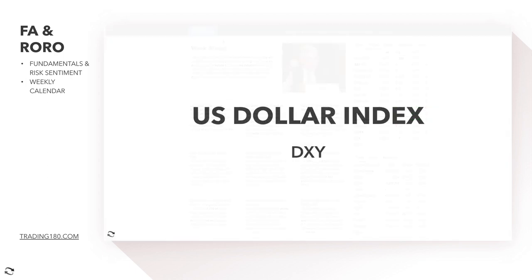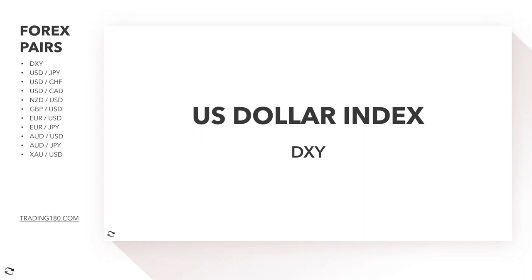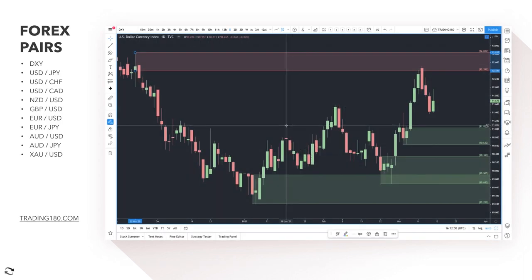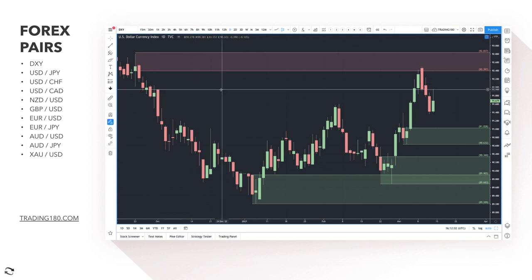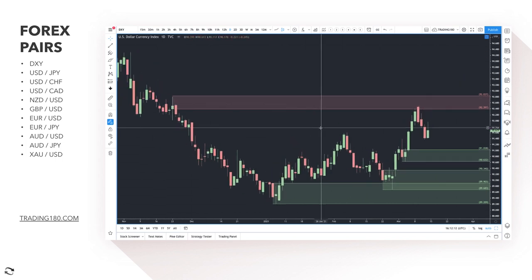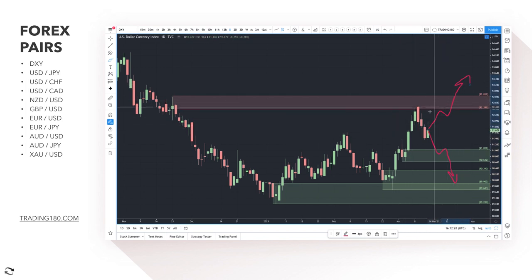So let's go into the technicals and some in-depth fundamentals as well, starting off as we always do with the US dollar index. The US dollar index is a measure of dollar strength against a basket of currencies like the euro, the pound and the Japanese yen, for example. If you see the dollar index moving to the downside, you can expect dollar crosses to weaken. And if you see the dollar index strengthening, then you should see certain dollar crosses strengthening.